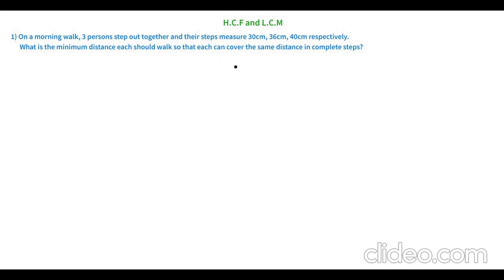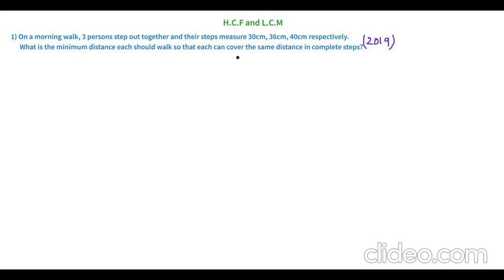And now let's take a few important questions of the CBSE syllabus. This question was asked in the 2019 paper. So let's see the question. On a morning walk, 3 persons step out together and their steps measure 30 cm, 36 cm, 40 cm respectively. What is the minimum distance each should walk so that each can cover the same distance in complete steps?